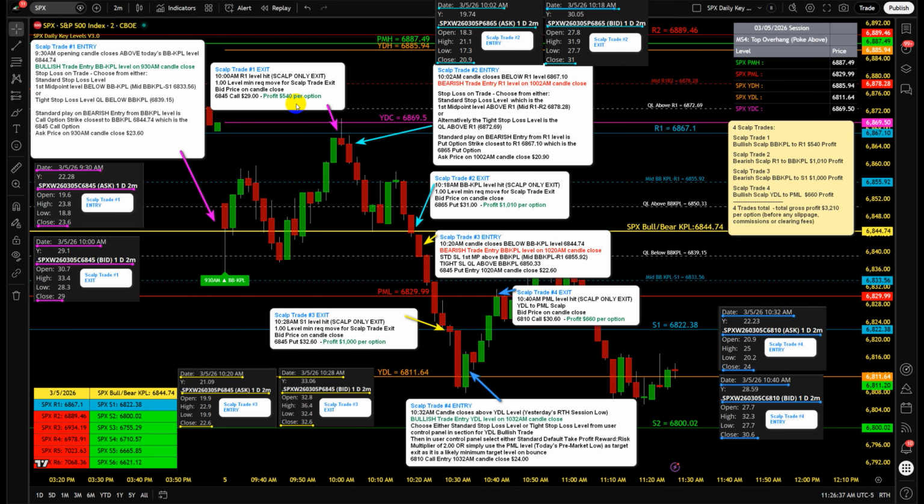Now we'll move on to scalp trade entry number 2. That occurs on the 10:02 a.m. candle here. We have a candle close below the R1 level, 68.6710. The stop loss on this trade is going to be above, since this is a bearish trade. So the tight stop loss is the QL above R1, and the standard stop loss is the mid R1, R2. As you can see in this case, neither one of these were hit.